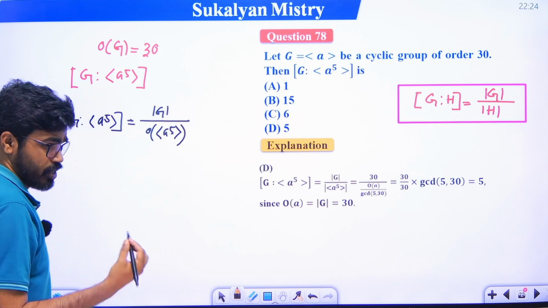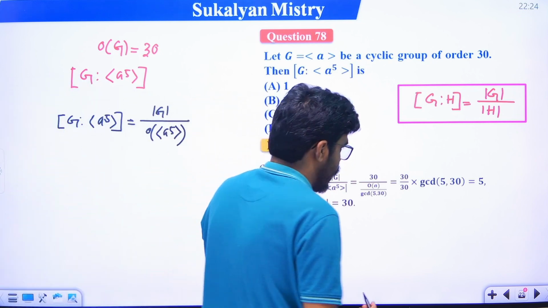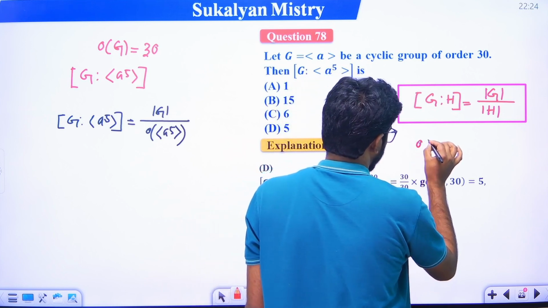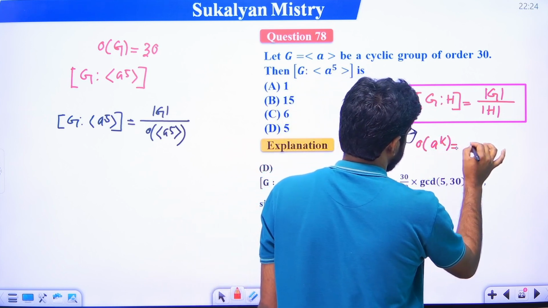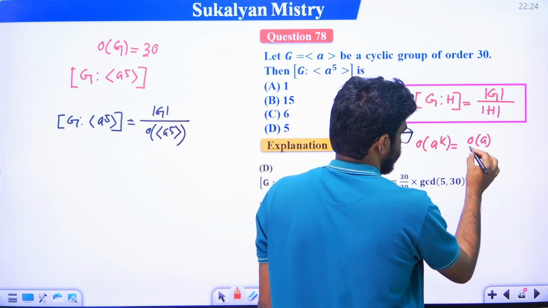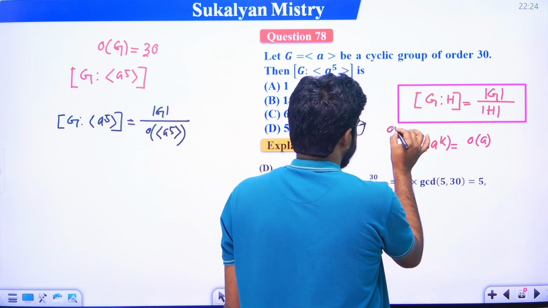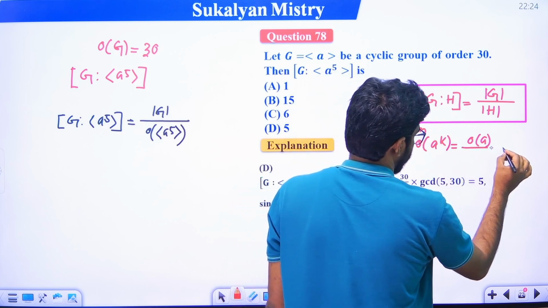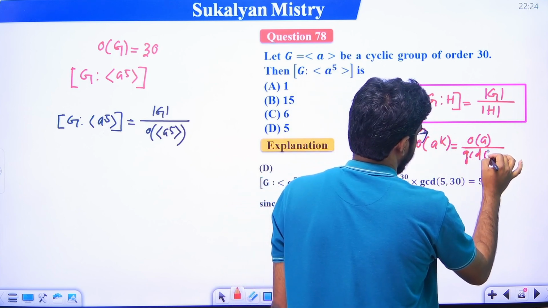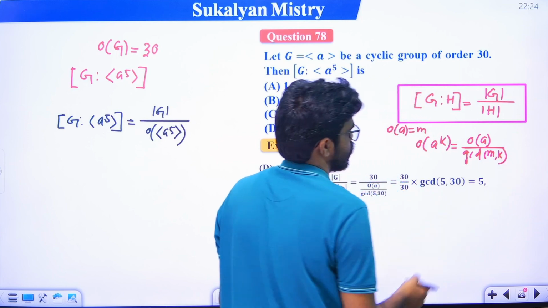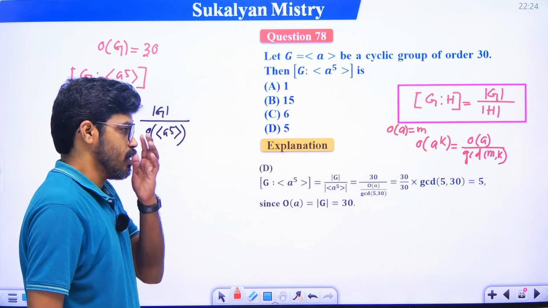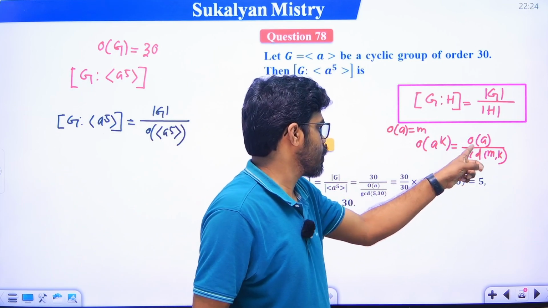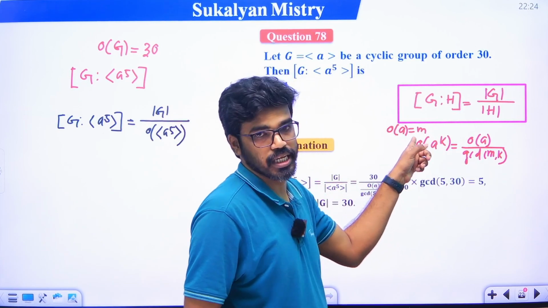Okay, now recall this, we know the property, order of A to the power k. Suppose order of A is m, then order of A to the power k is equal to order of A divided by GCD of m, k. Can you remember this result? Order of A to the power k is equal to order of A divided by GCD of m comma k. What is m? M is the order of this element.